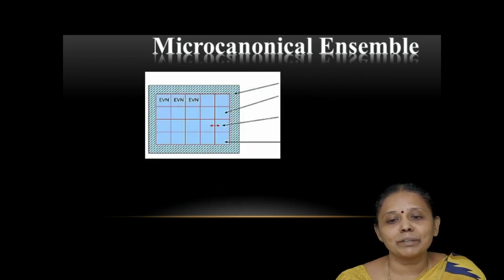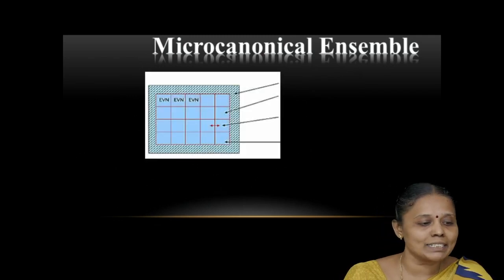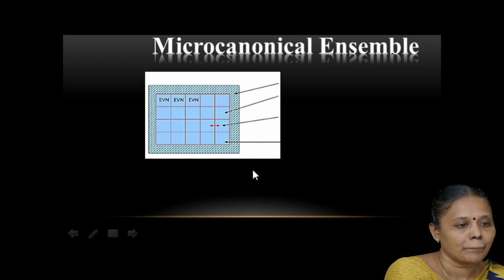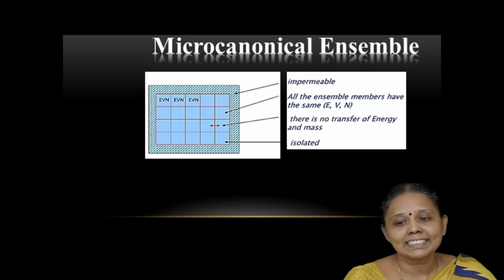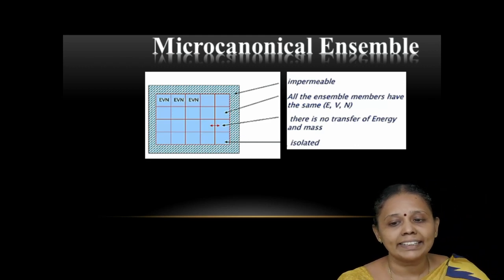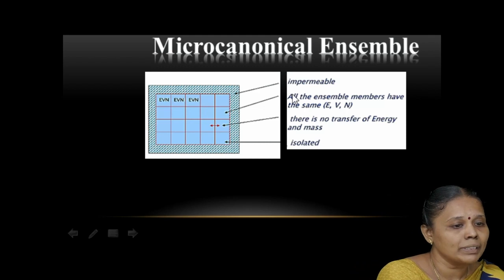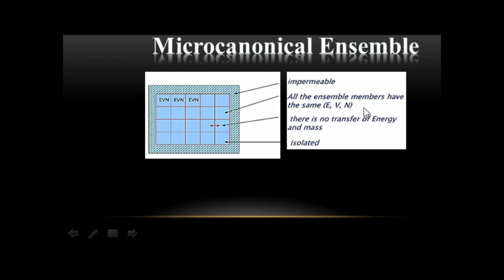Here comes the pictorial representation of the microcanonical ensemble. Here we see the impermeable wall, and all the ensemble members have the same value of energy, volume, and total number of particles. Therefore, there is no transfer of energy or mass within the system. No transfer of energy takes place. Moreover, here the ensemble members are isolated.